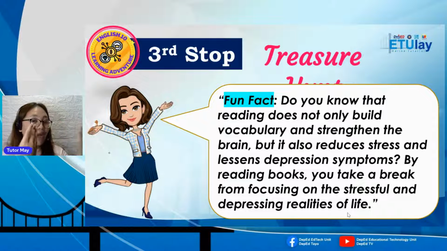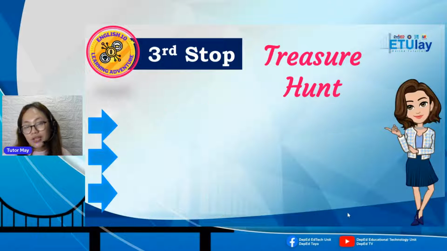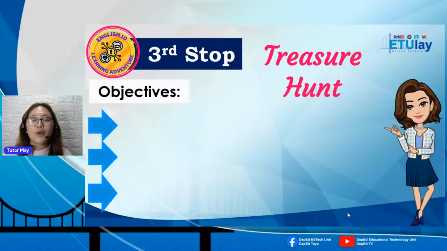So let's talk more about reading. And now you're grade 10, we're not just comprehending a literary work, but we have to analyze it using schools of thought. So we are now stepping to being more critical readers, okay? More critical readers. So if you reach this moment, congratulations, because you're on your way to developing yourself as a critical reader. Okay, so here are our objectives.